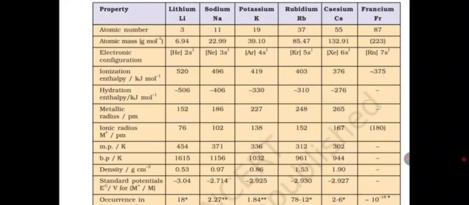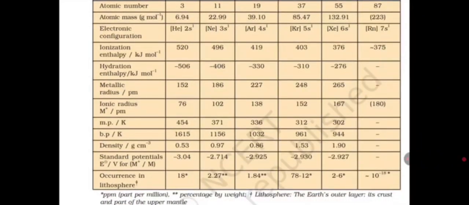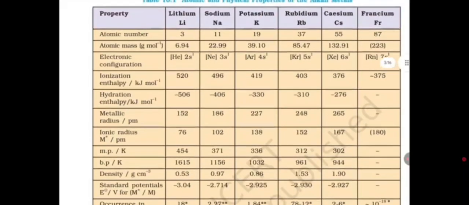Next we have potassium, atomic number 19, atomic mass 39.10, electronic configuration argon 4s1, ionization enthalpy 419, hydration enthalpy minus 330, metallic radius 227, ionic radius 138, melting point is 336, boiling point is 1032, density is 0.86, standard potential is minus 2.925, occurrence in lithosphere is 1.84.